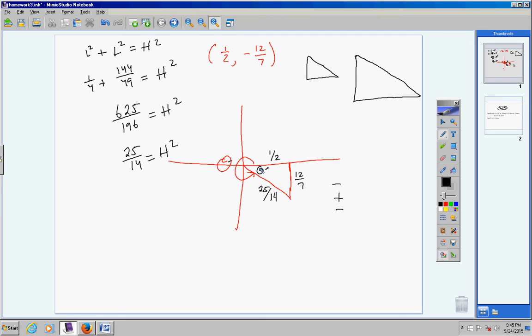So as long as this angle right here doesn't change, I can make the fraction a different size and not have to use these fractions. Let me show you what I mean. I have denominators of 2, 7, and 14, correct? So think about this.